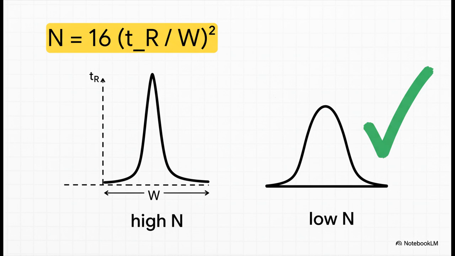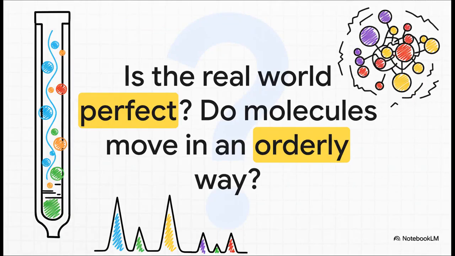And that, of course, brings us to N, the total number of theoretical plates in the column. The great thing is we can calculate this number directly from the chromatogram you just ran. It's basically a function of the retention time and the peak width. And unlike H, for N, bigger is better. A higher N value means a more efficient column, and that's what gives us those beautiful, sharp peaks we're all after.